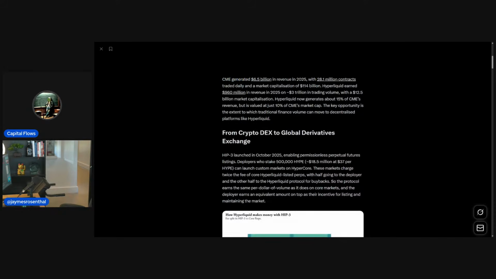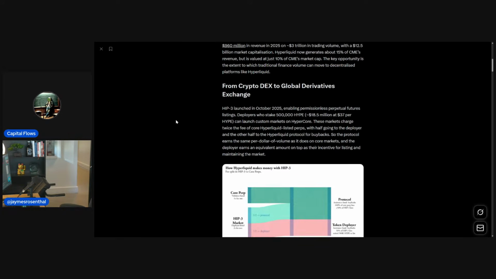The CME generated $6.5 billion in revenue in 2025, with 28 million contracts traded daily, and a market capitalization of $114 billion. Hyperliquid earned $960 million in revenue in 2025 on $3 trillion in trading volume, with a $12 billion market cap. Hyperliquid now generates about 15% of CME's revenue, but is valued at just 10% of the market cap. The key opportunity is the extent to which traditional financial volume can move to decentralized platforms like Hyperliquid.